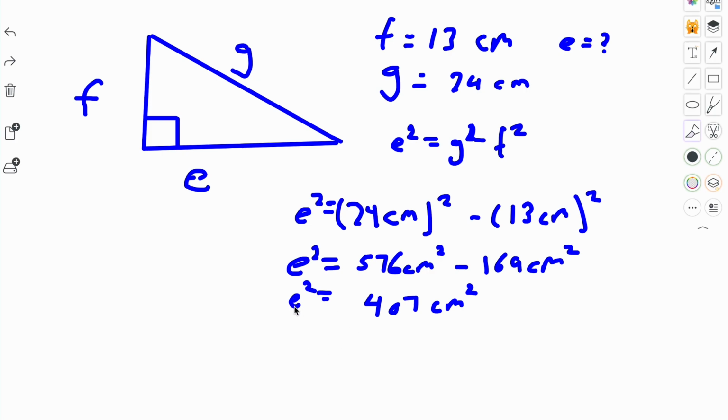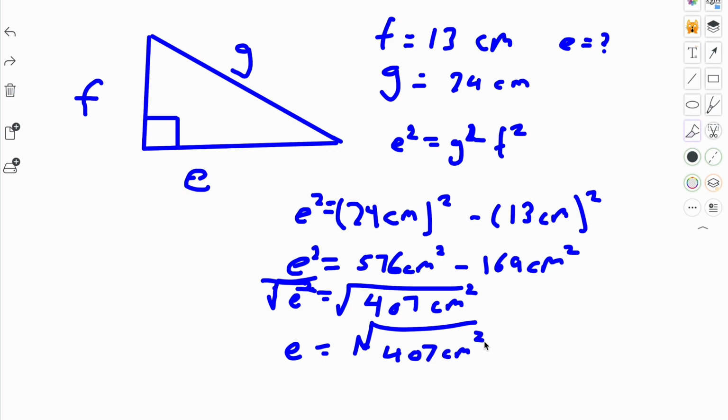Now we can't have E squared, so we need to get rid of it, so we can square root it. We square root E squared, and the square root cancels out with the square, so we're left with E. But if we square root one side, we have to do it on the other side too, the entire thing. So E equals the square root of 407 centimeters squared. The square root and the centimeter squared cancel, so it just becomes cm, so we know that it's normal.